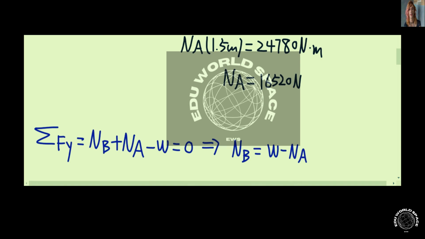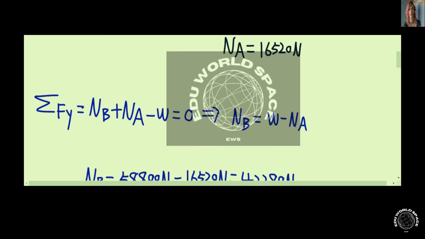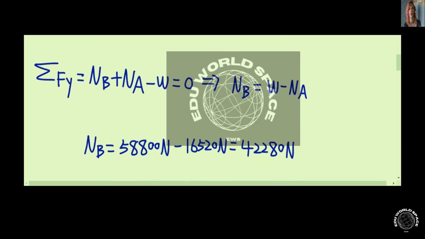So now we know the force along the y direction, which is the vertical direction, is equal to 0, since we assume that it's in equilibrium. So now we have such an equation here for Fy, which is NB plus NA minus W is equal to 0. So we have the normal force at point B is equal to the weight of the car minus the normal force at point A. And we know the weight of the car is 58,800 Newton, and the normal force at point A is 16,520 Newton.